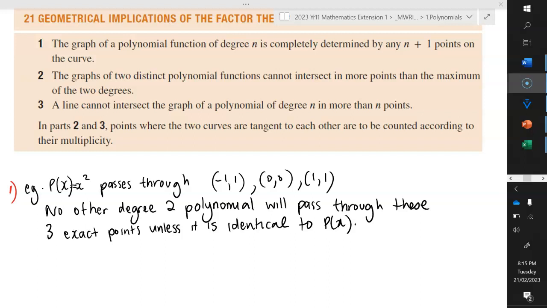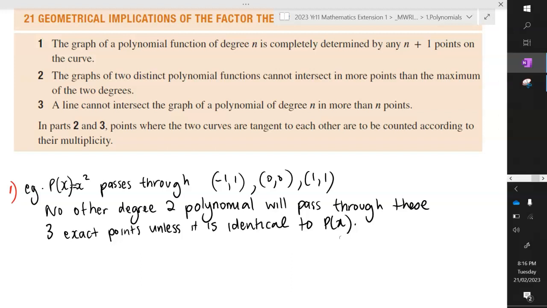No other polynomial at all, except for x squared, passes through those 3 distinct points. So relating that back to our point 1, a graph of a polynomial function of degree n, and in this case our n is 2, is completely determined by n plus 1 points on the curve. So x squared is determined by 3 particular points, and these 3 particular points are 3 points that no other polynomial will pass through. So what that means is that for any other polynomial to pass through those 3 points exactly, it would have to be identical to p of x. And that's what that first point is saying, and that gives us a little bit of an example about that.